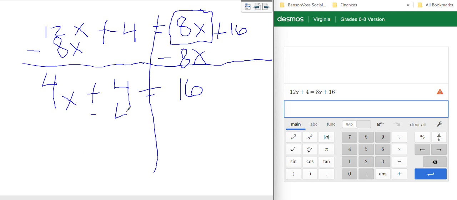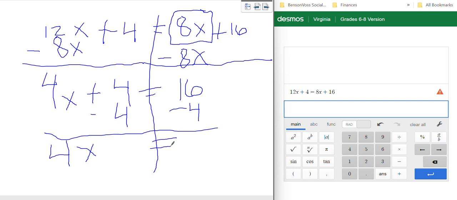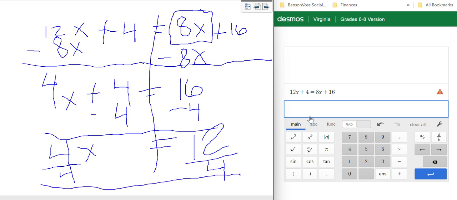Then I'm going to subtract 4 from each side. That's the opposite of that plus 4. Okay. I'm going to get 4x down here. Bring down my equal sign. 16 minus 4 is 12. And then we're going to divide by 4 on each side.